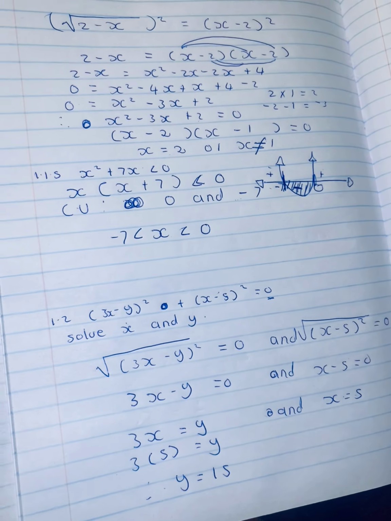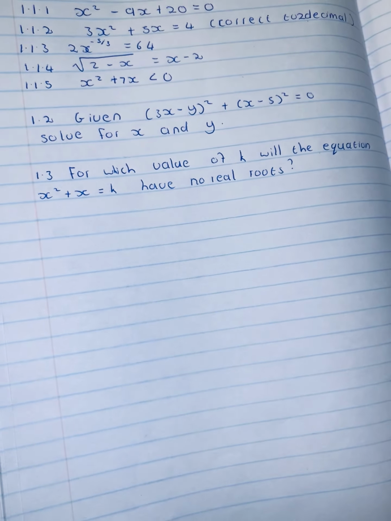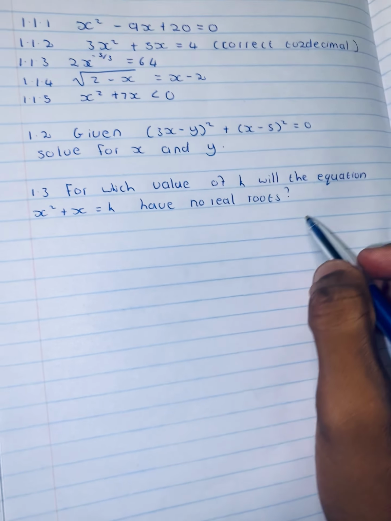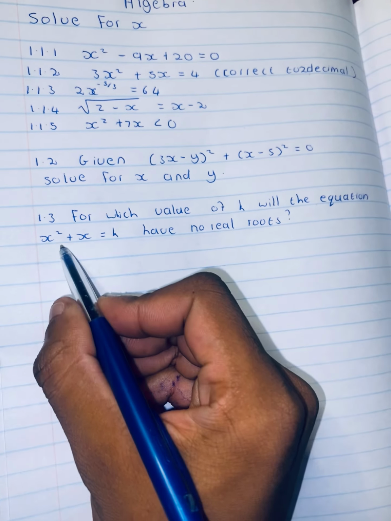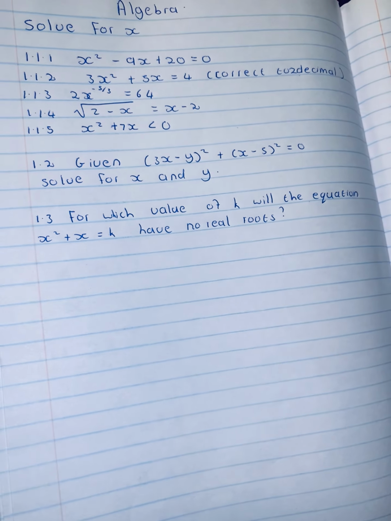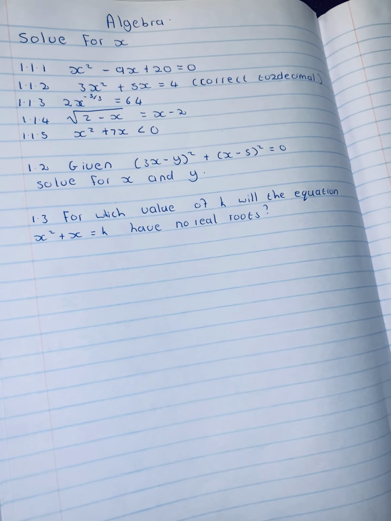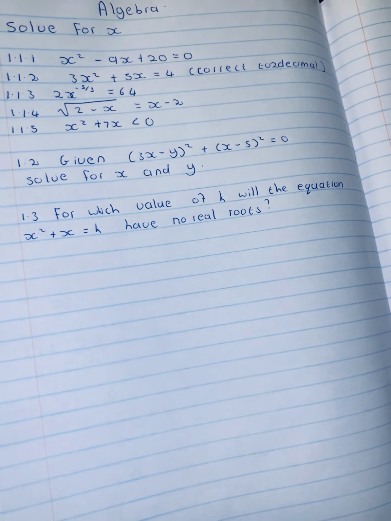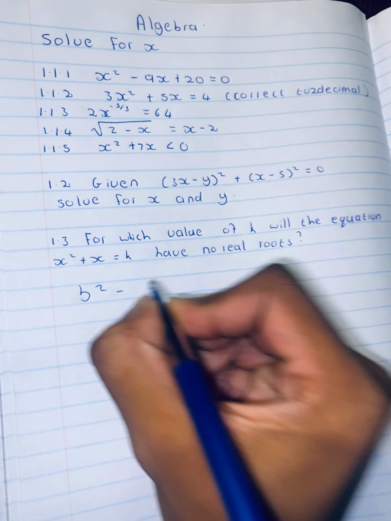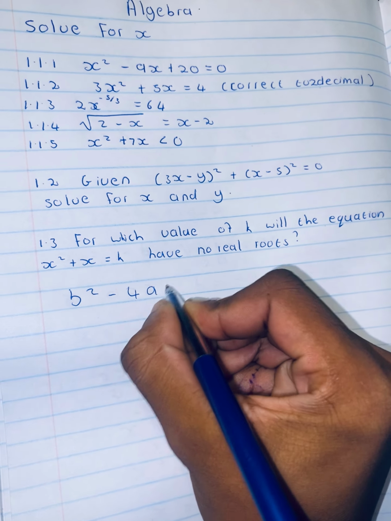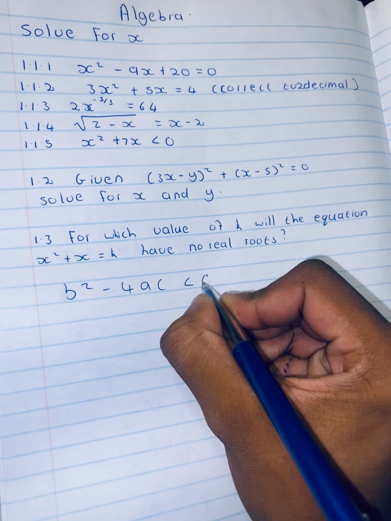No. I think we are going to do number 1.3. Oh, we are left with 1.3. They are asking, guys, for which values of k will the equation x squared plus x equals k have no real roots? So what happens when something doesn't have real roots? It means that b squared minus 4ac must be less than 0.